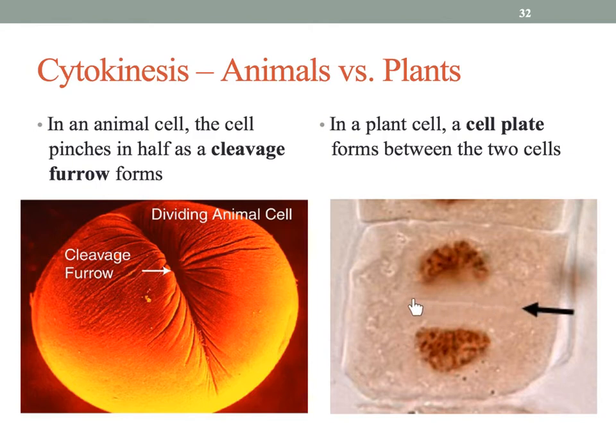The cell plate is going to continue to grow outwards until it completely cuts the cell in two, and eventually this will become the new cell wall. So you will end up with two new cells. You need to know the difference between animal and plant, now that we're adding to the stuff that we've been talking about in Unit 4. Cytokinesis is different for animals and plants, because animals have a cleavage furrow, and plants use a cell plate.